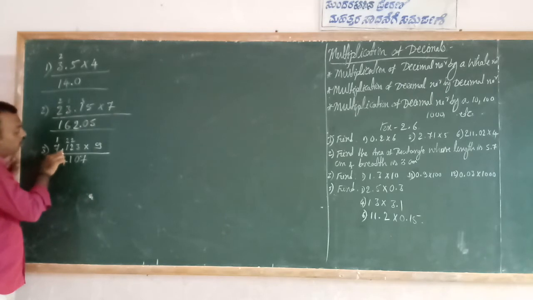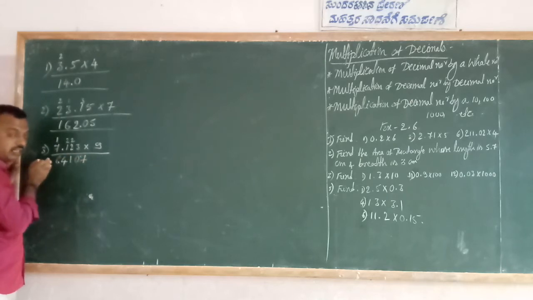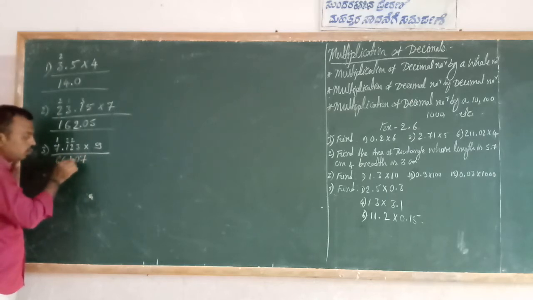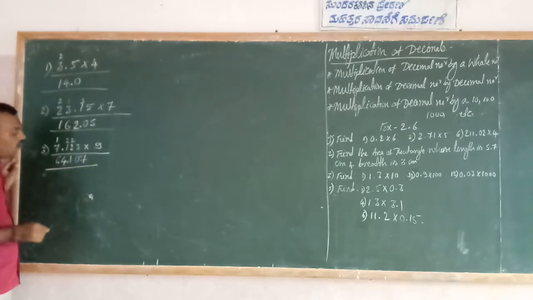Now, how many digits are there after the point? 1, 2, 3, there are 3 digits. So we leave 3 digits from the right side in the answer. So 1, 2, 3, then we put the point. So that is 64.107.